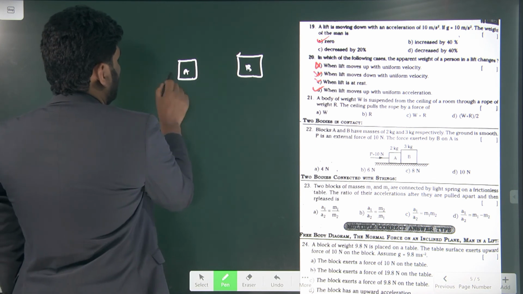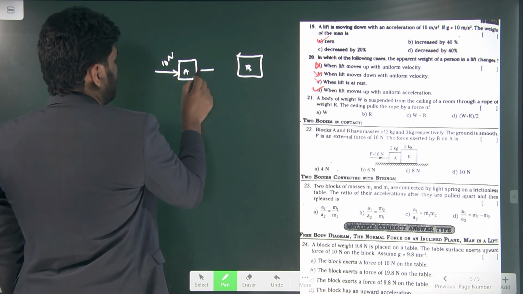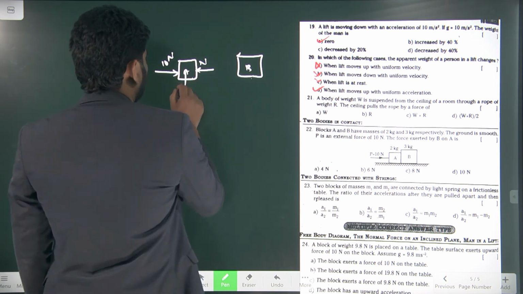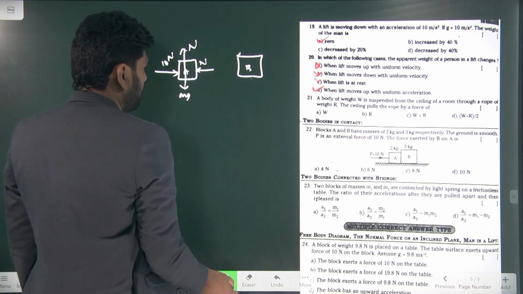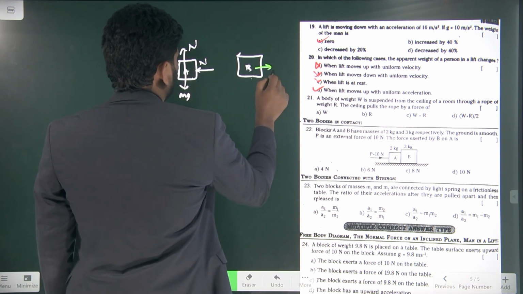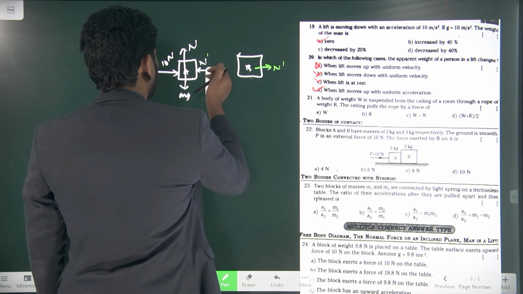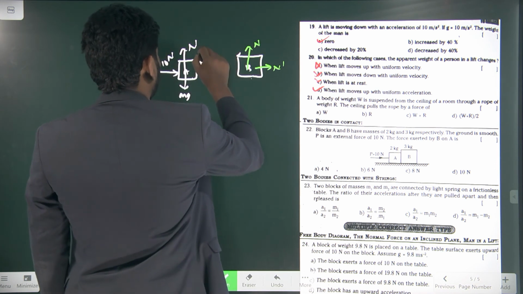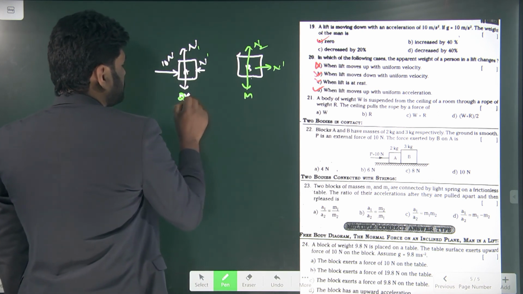See, on the block A, how many forces are acting? 10 Newton is acting in the right direction. The normal reaction by B in the left direction. Next, weight will act in this direction. Normal reaction acts in the upward direction. Same way for B, the normal reaction applied by A would be in this direction, that is N dash. Next, this is N1, this is N2, this is 2g, this is 3g.